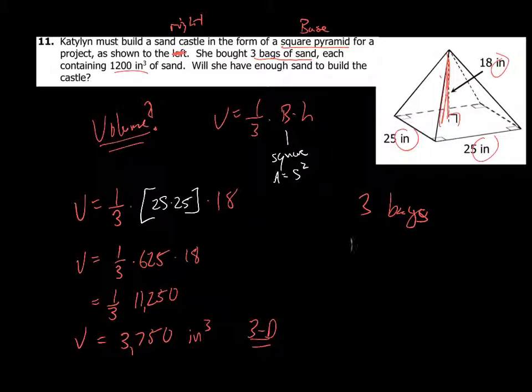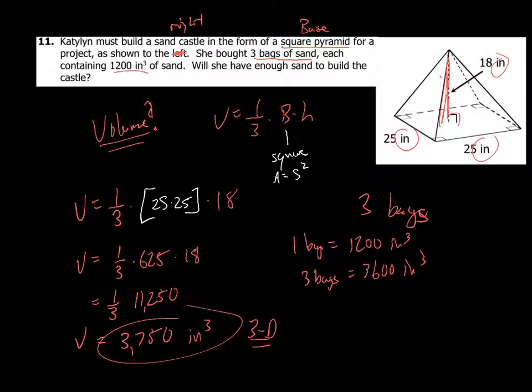Each bag contains 1,200 cubic inches. So 1 bag equals 1,200. So if you take 12 times 3, you get 36. That means that 3 bags is equal to 3,600 cubic inches of sand. She needs 3,750, so what's the answer to the question? Will she have enough? I think the answer to the question is no.